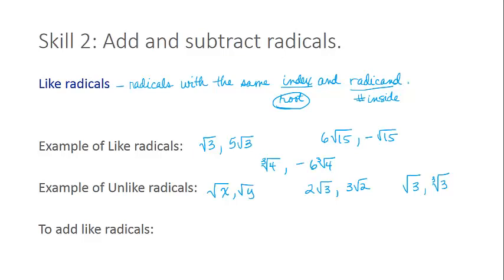To add like radicals, we will simply combine like terms. If you recall something like this, x plus 5x, we can add those because they have common terms. That would be 6x. We add their coefficients. In a similar way, if we have the square root of 3 plus 5 on the square root of 3, we have a total of 6 square roots of 3.